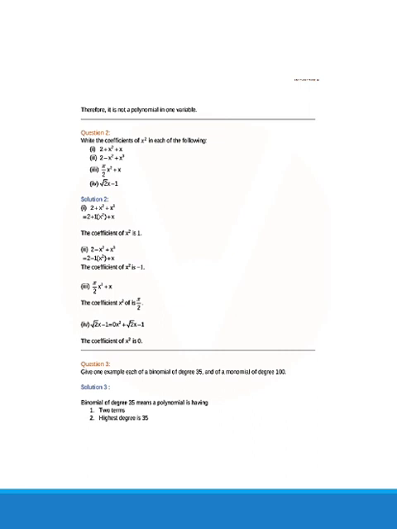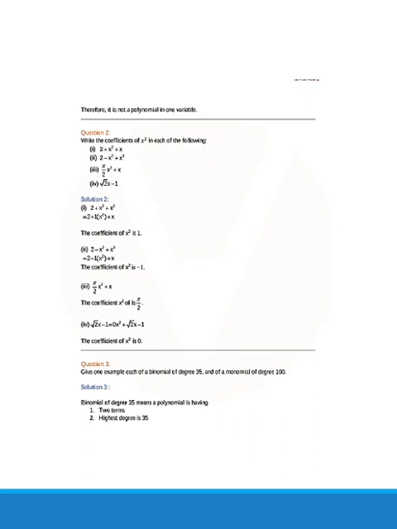Now come to fourth part. Under root 2x minus 1. Here we don't have any term of x square. So the coefficient of x square here is 0.